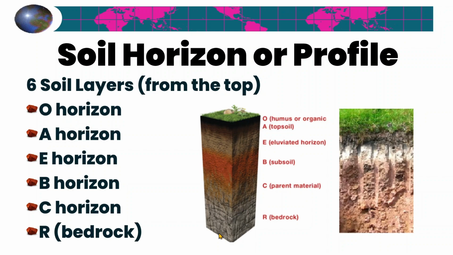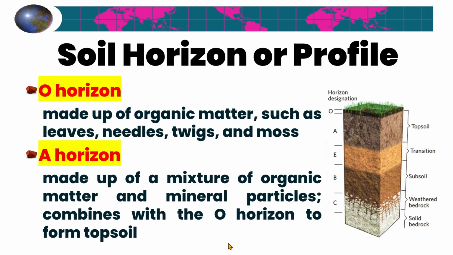There are a total of six soil layers. From the top, we have the O horizon, A horizon, E, B, C horizon, and the R or the bedrock. The O horizon is made up of organic matter, such as leaves, needles, twigs, and moss. It is often thin, but it can be thicker in forests and other areas with a lot of vegetation. This is where nutrients start building up.